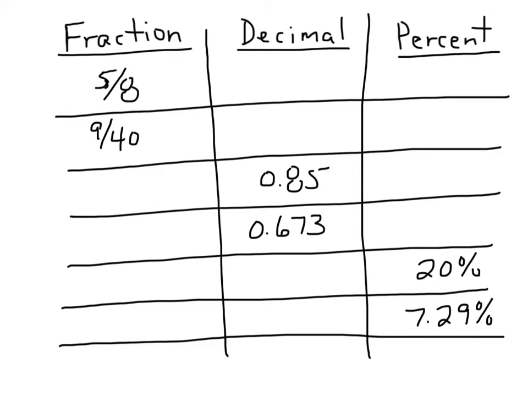Oftentimes in real life, you do need to be able to switch numbers between fractions, decimals, and percents. So here I have a table with 6 different rows, and at times I have the fraction listed, other times the decimal, other times the percent. I'd like you to copy this table, and then pause this and see if you can fill in the missing spots, and then turn this back on again and see if you agree with the answers that I have. Feel free to use a calculator if needed to go from the fraction to the decimal.